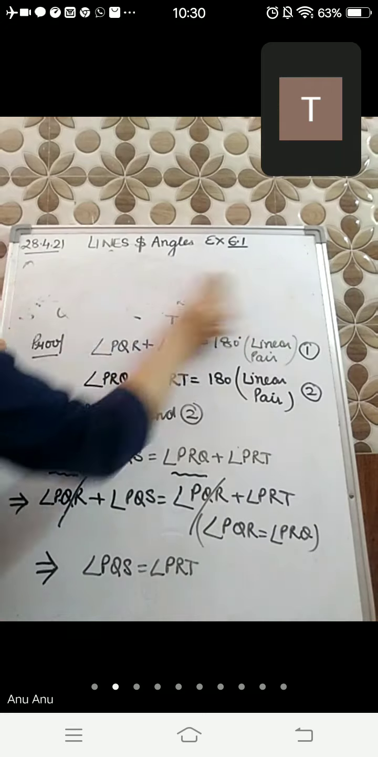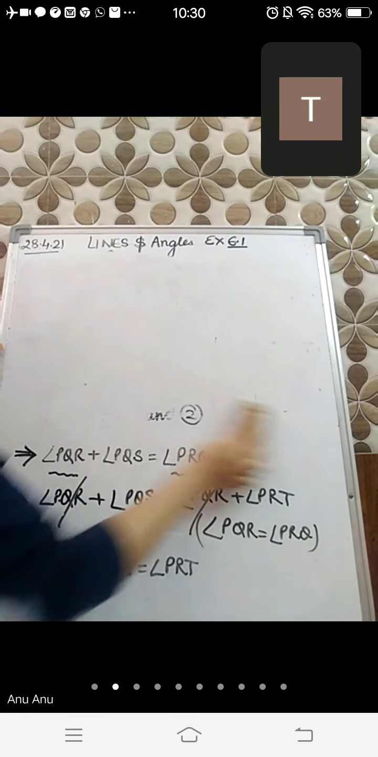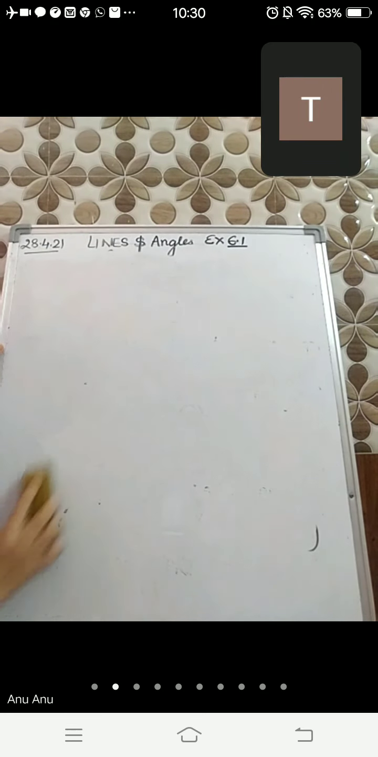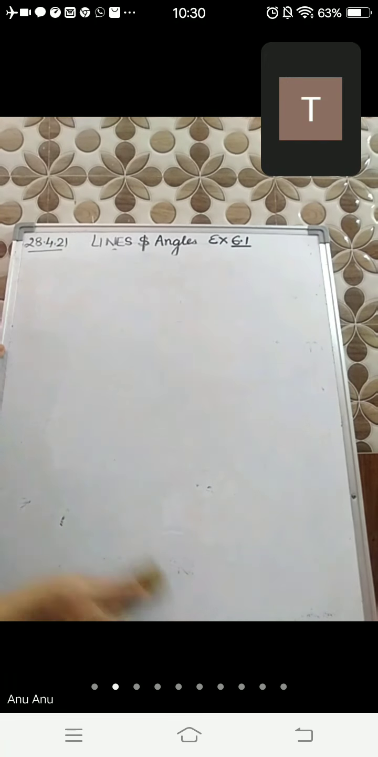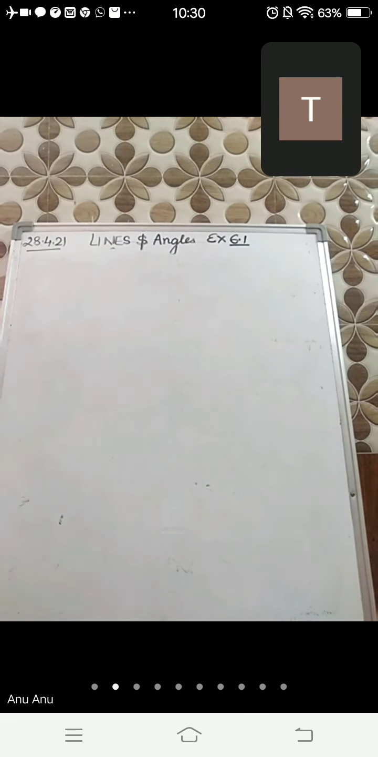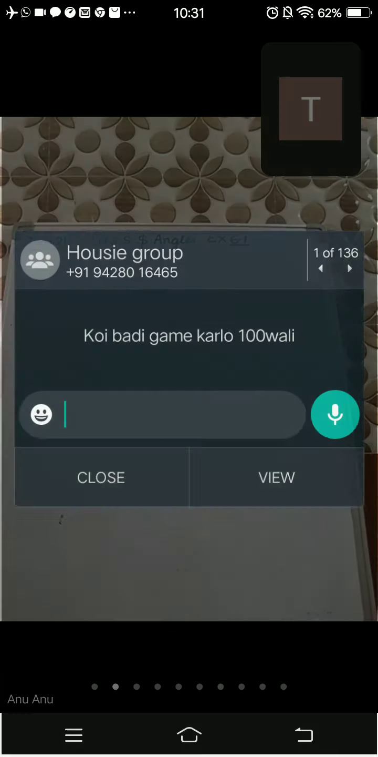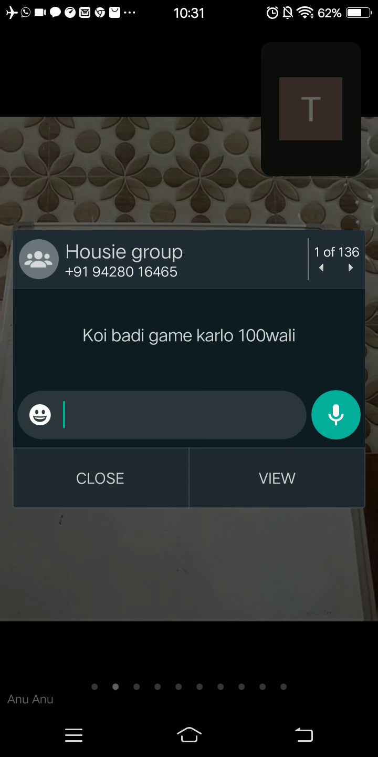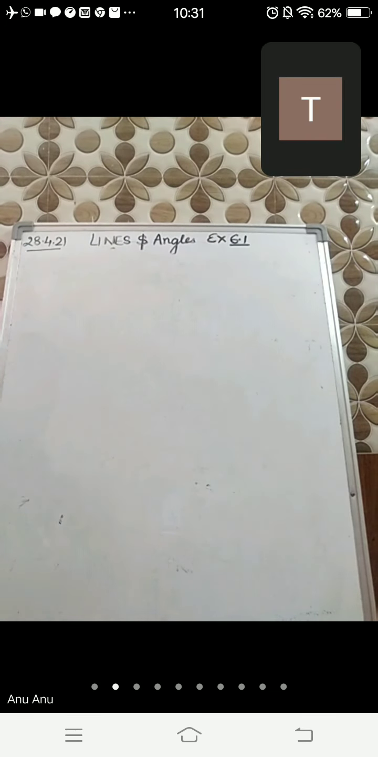Now, the fourth question is, the figure is again given. You have to prove that AOB is a straight line. What is the property of a straight line? If the sum of angles is 180, that means you can say that they are forming a linear pair, which means there is a straight line. So in this question, if you prove that a linear pair is forming here, then AOB is a straight line.